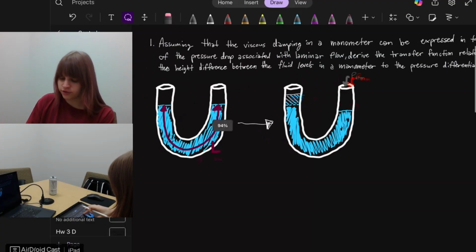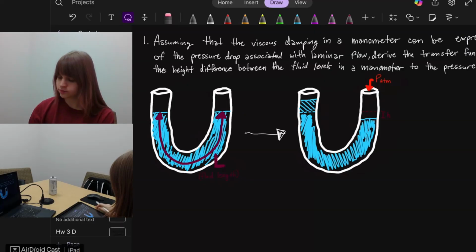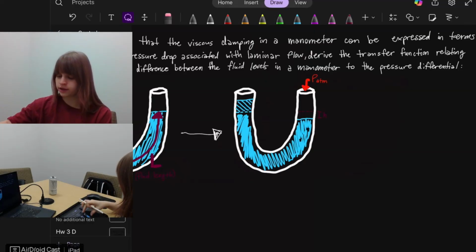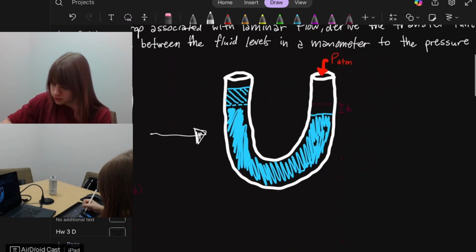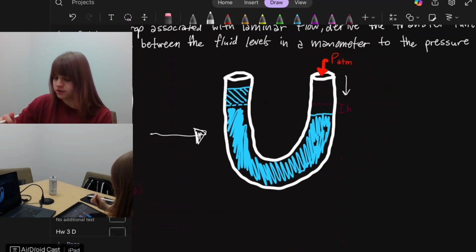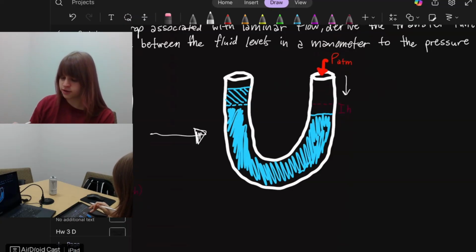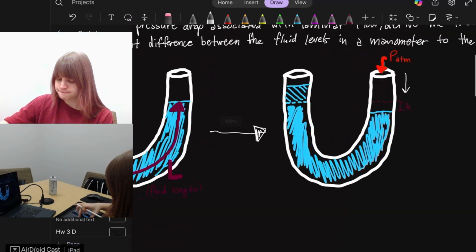So what I have on the left is a manometer with no significant pressure applied, or no outward forces. And then over here on the right we have an atmospheric pressure applying downwards on the right side of the manometer, and this causes the fluid level to decrease on that side, and obviously it'll have to increase on the other side of the manometer.